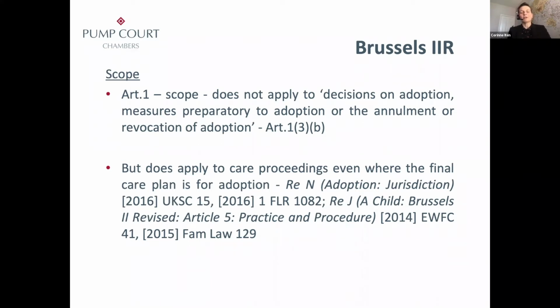And you may remember the case of Re N, where first the Court of Appeal looked at the question of whether that meant that care proceedings where the final care plan was for adoption didn't fall within Brussels II revised, and the answer was no, they still fall within it, and that decision wasn't disturbed when the case went to the Supreme Court on a slightly different question.